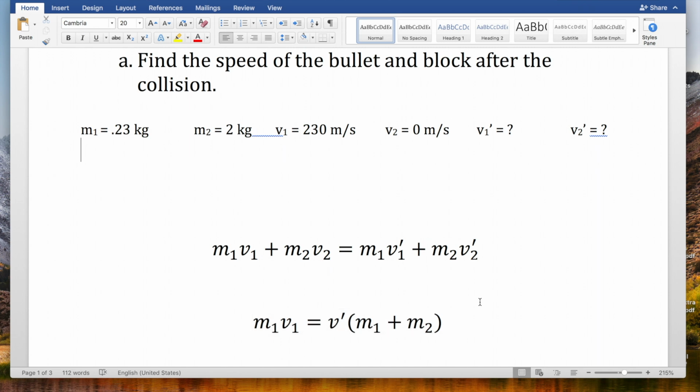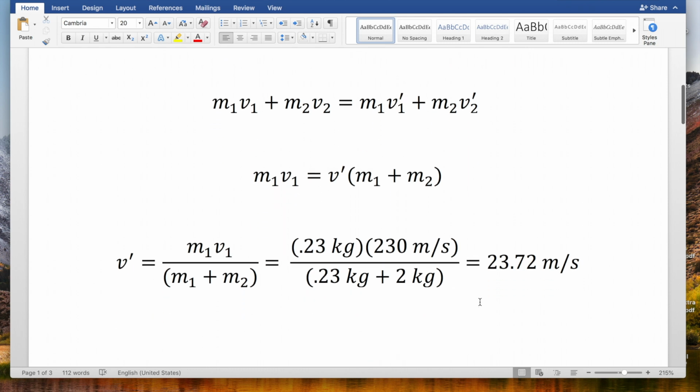We just need to do a little bit of algebra now to get v prime by itself, and then we can plug in some numbers and solve. So I divided by m1 plus m2 to get v prime by itself, and then I plugged in some numbers and solved for the final velocity. After the collision, the bullet and block are both moving across this level frictionless surface with a velocity of 23.72 meters per second. If you need a minute, this would be a good place in the video to pause.